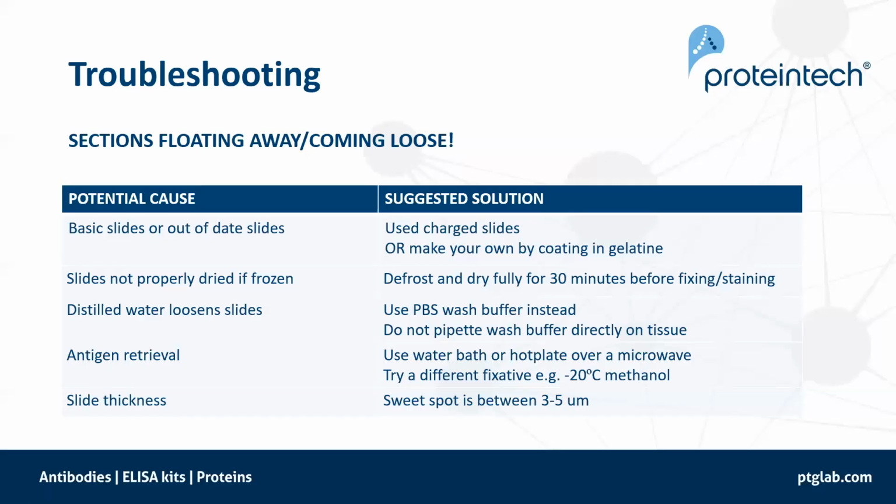Or if you're using distilled water as a wash buffer, this can sometimes cause your sections to loosen. So try using PBS instead, but also do not pipette directly onto the tissue, because this could also cause them to become loose. Antigen retrieval methods can be an issue, so sometimes microwaving can cause tissues to become loose. So try a different method, such as a water bath or a hot plate, or try a different fixative, so try methanol, for example.